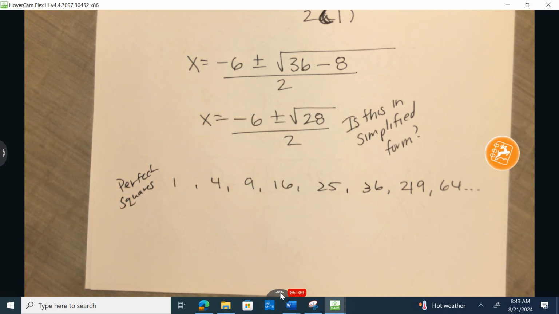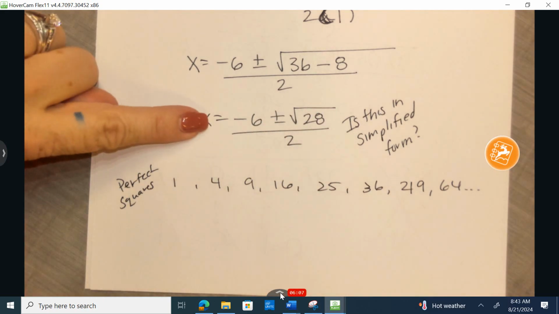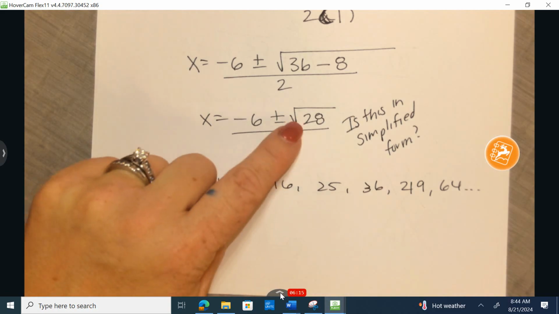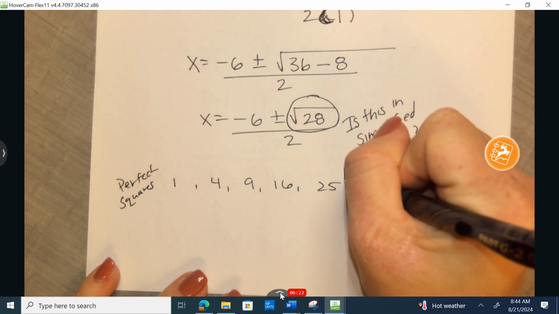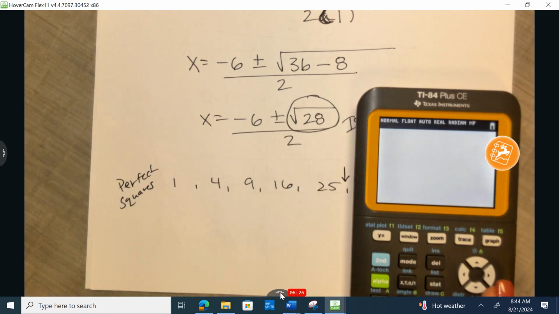So I plugged in the A, B, and C, and this is what I came up with. Now, before I take it a step further, how many of you were able to come up to this part where you have negative 6 plus or minus the square root of 28 all divided by 2? Hands up high. Okay? So what we need to do at this level is take it a step further, and make sure this is fully simplified. So to do that, I'm going to first locate the square root of 28. It's right here.